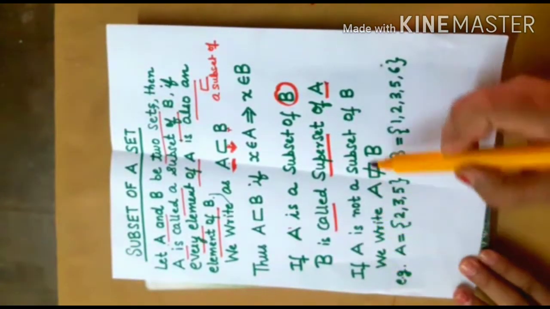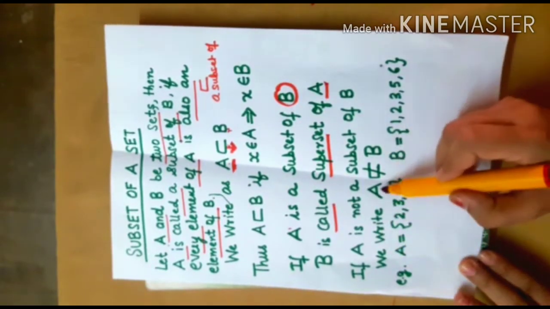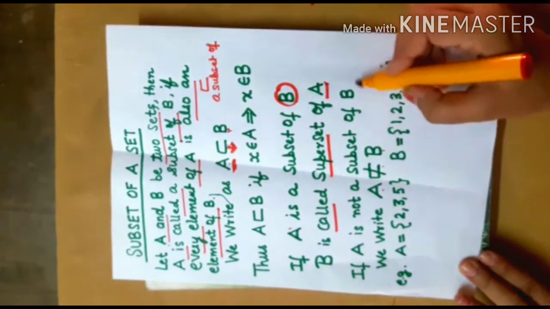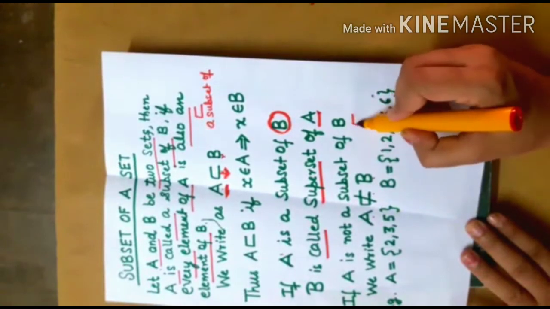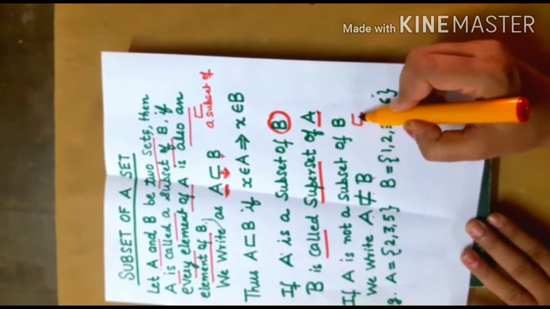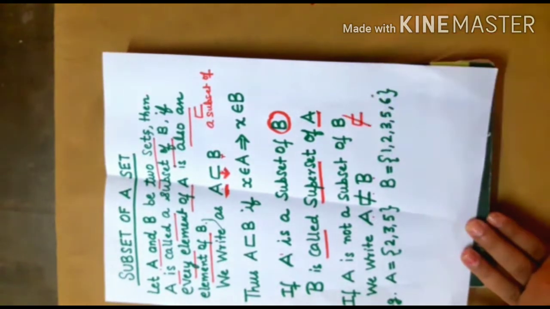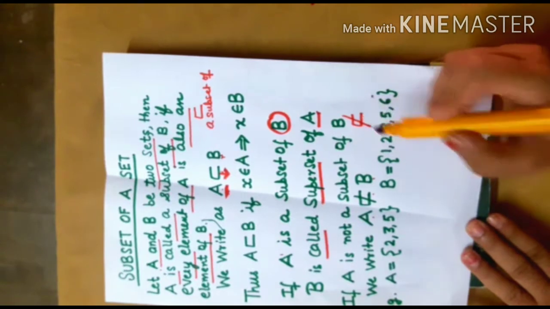And if A is not a subset of B, then we write A is not a subset of B. So this is the symbol for not a subset. Look here. This was the symbol for a subset. If we want not a subset, we just cross this. So this is the symbol for not a subset.